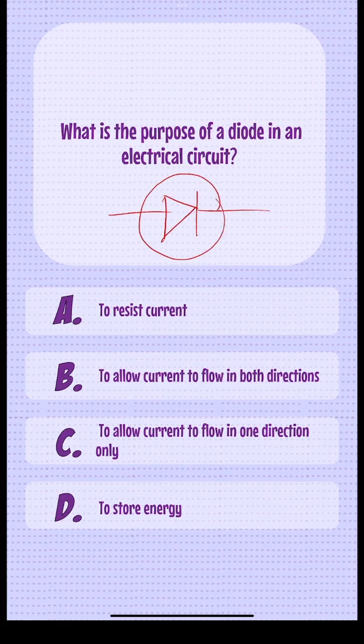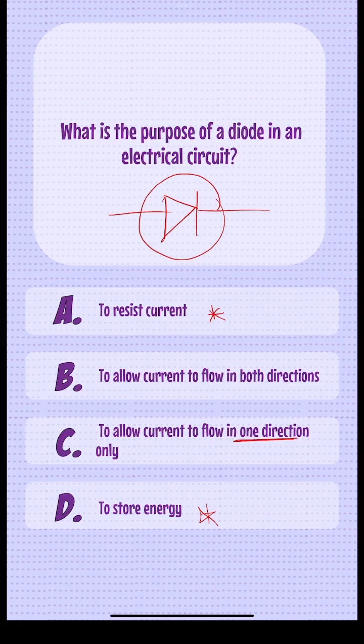Answer is, so it's not to resist current. That's a resistor. We've already mentioned that. It's not to store energy. That's actually something you don't even learn in GCSE. That's something you learn in A level. So most people are saying C. Yep, well done, guys. To allow current to flow in one direction. It only allows current to flow in that one direction.